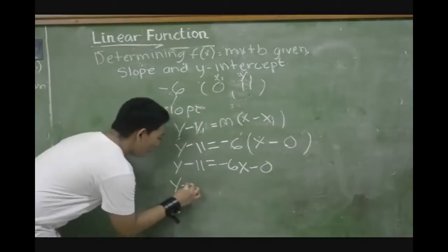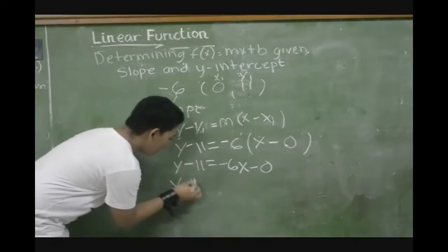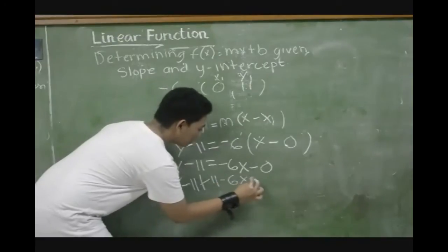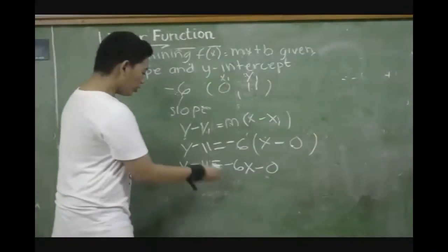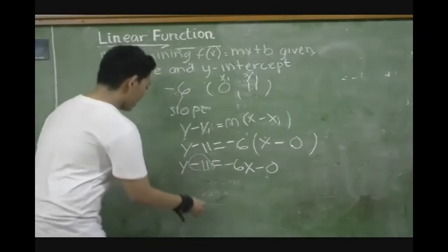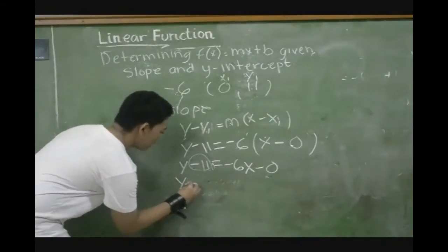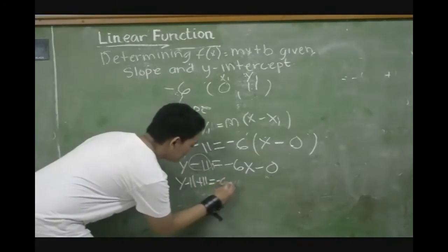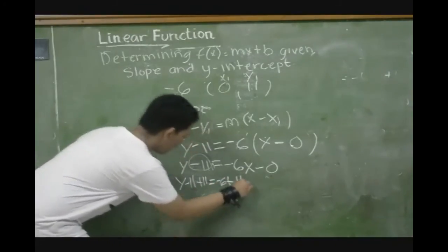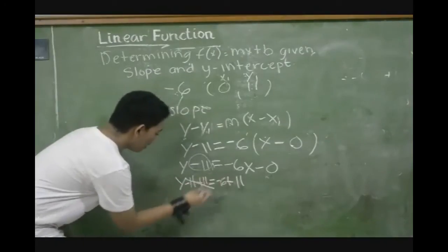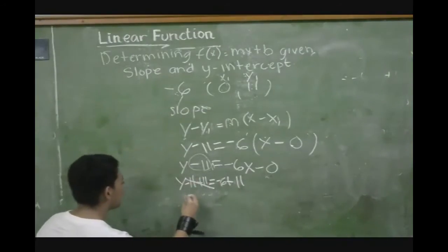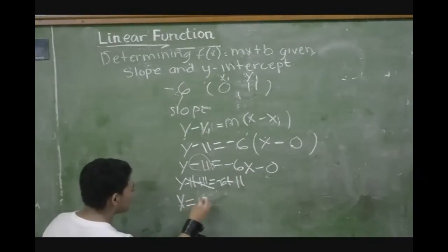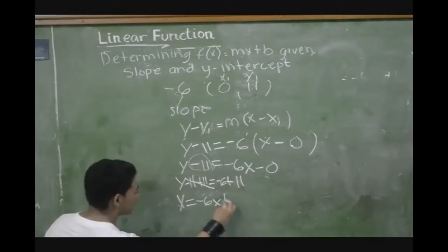Y minus 11 equals negative 6x. To remove this, add 11 to both sides. Y minus 11 plus 11 equals negative 6x plus 11. Cancel the negative 11 plus 11. The answer is y equals negative 6x plus 11.